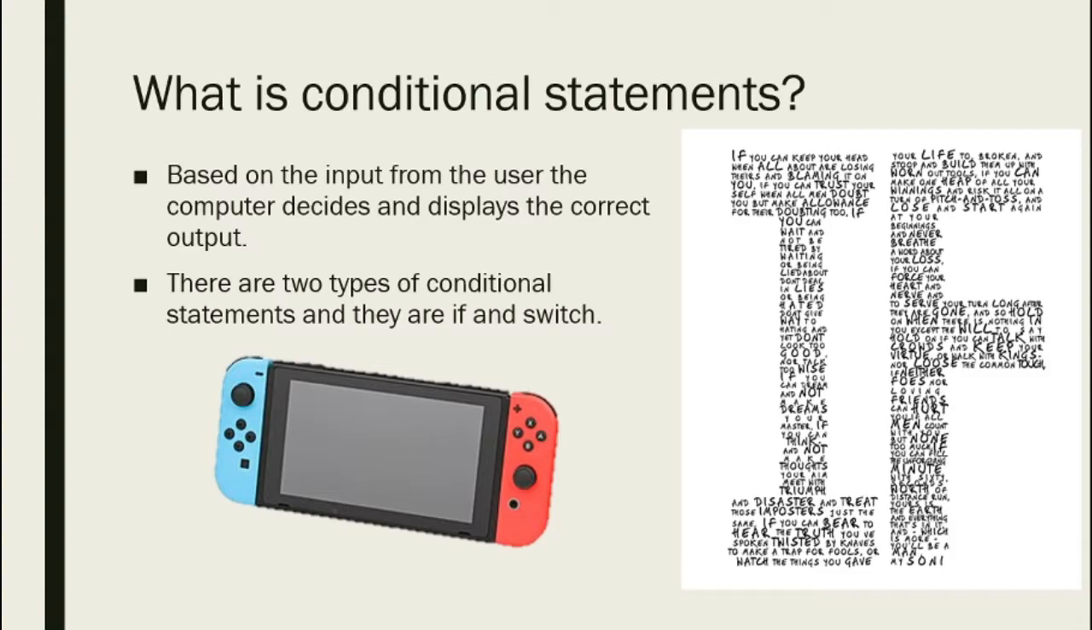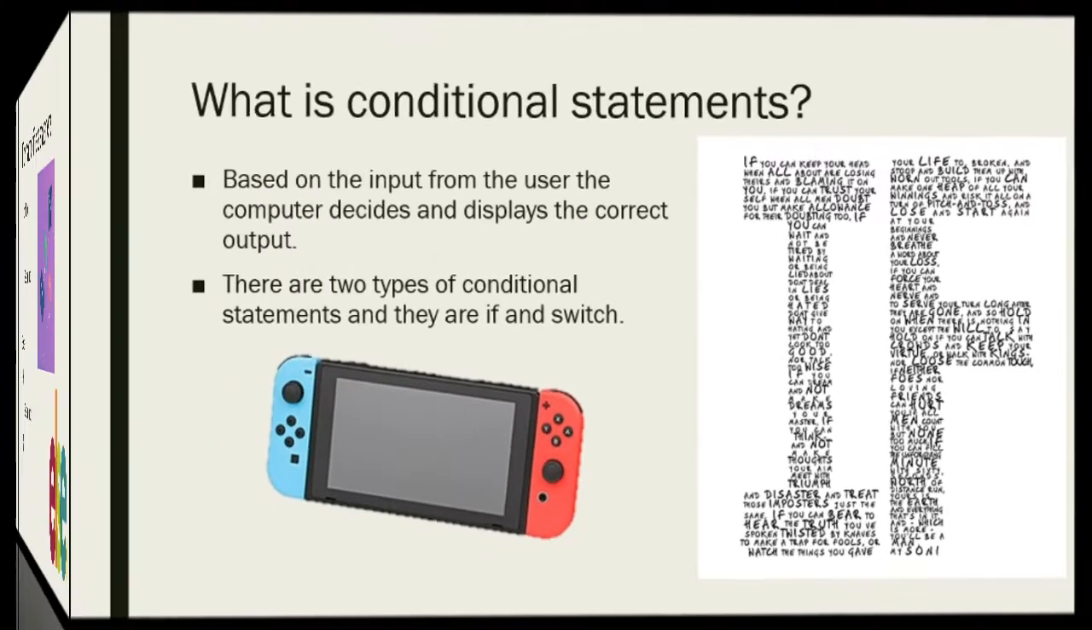Let's take an example. They're asking you a simple true or false question. Now the right answer is true, but if you type in false, it will come wrong, and if you type in true, it will come right. That is the perfect example for a conditional statement. Now these conditional statements are again divided into two categories, and they are if and switch. In this video, we will only be focusing on the if conditional statement.